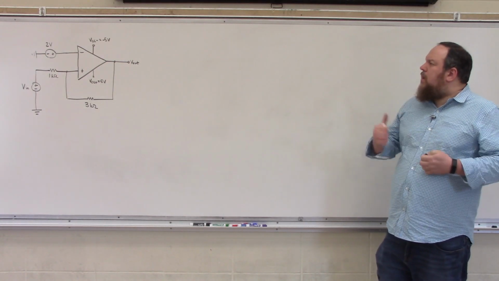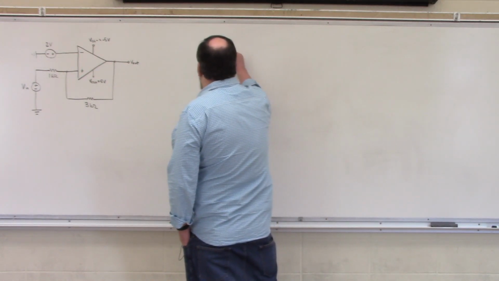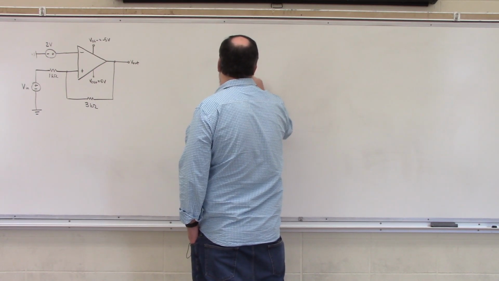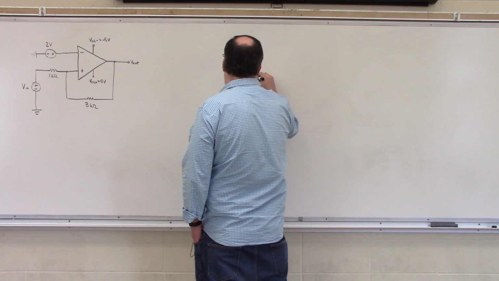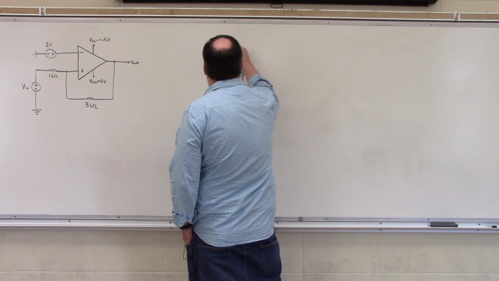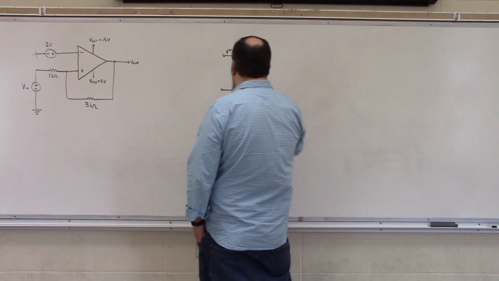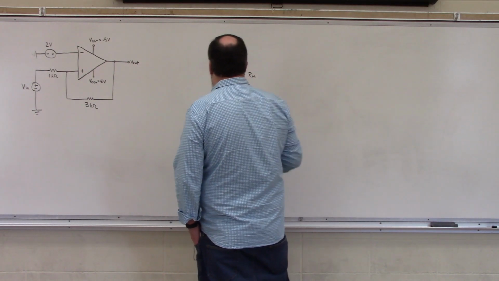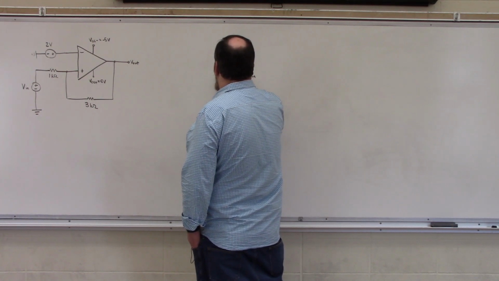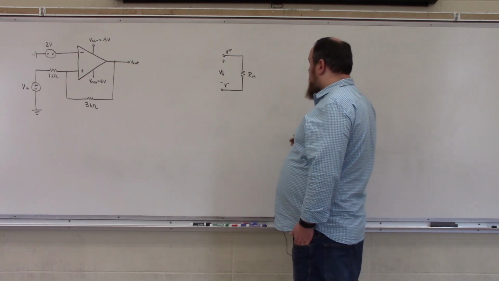Okay? So if you recall, the practical op-amp model consists of an input resistance Rn that is between the non-inverting input terminal, which I'm labeling as V+, and the inverting input terminal, which I'm labeling as V-, which gives us a differential voltage of Vd over this input resistance. That's the input side of our practical model.